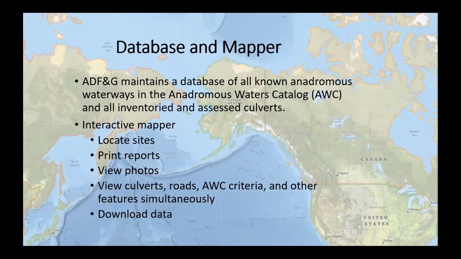So the mapper is a useful tool when you're planning a fish passage project and for reconnaissance of that. The Culvert and AWC can be referenced when planning stream crossings and other stream-related projects to see what information is available. I'll show you how to locate sites, print reports, view photos, view the culverts, the roads, the AWC, and other features simultaneously, and you can also download data off of there.